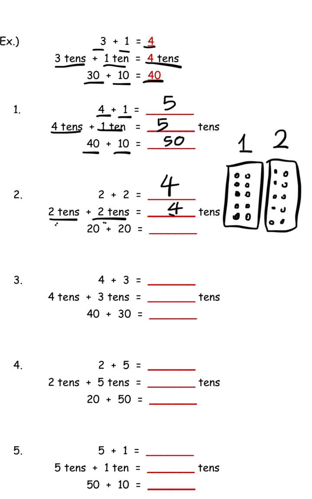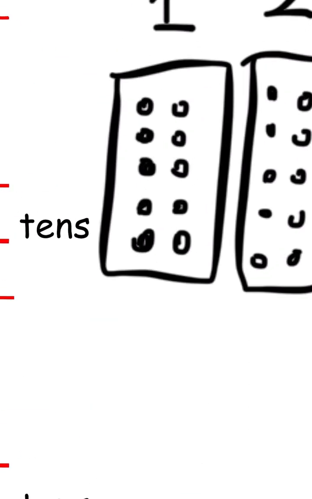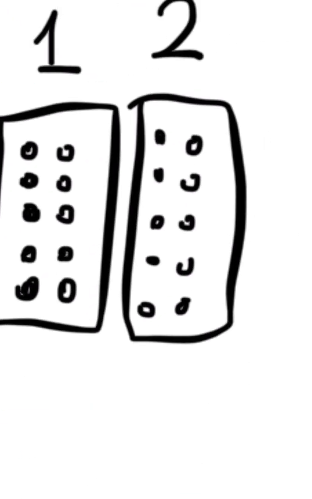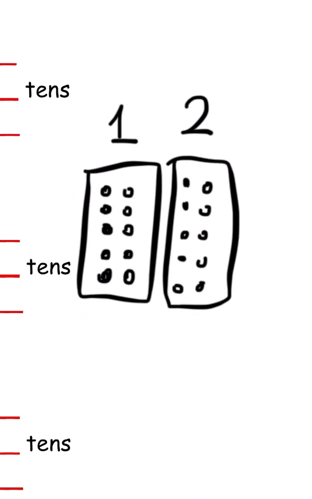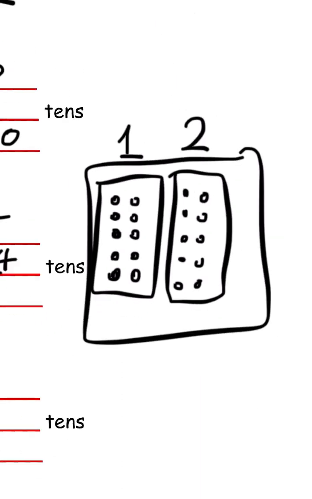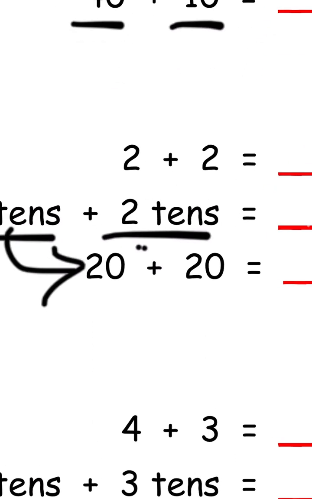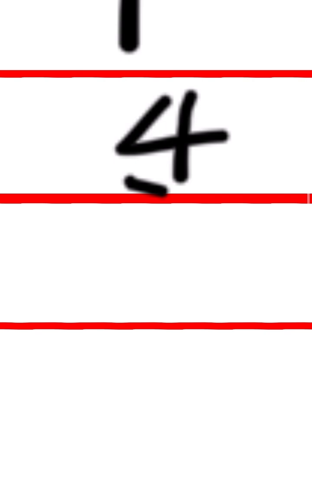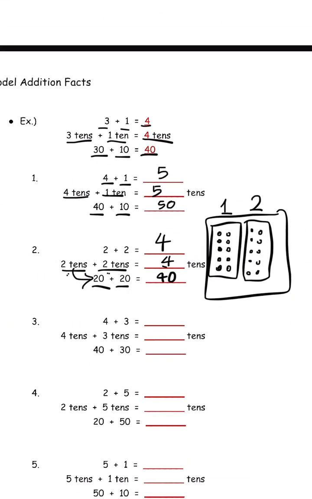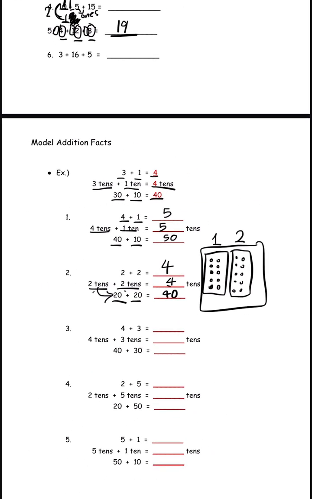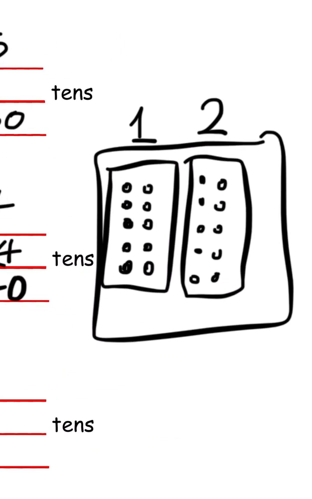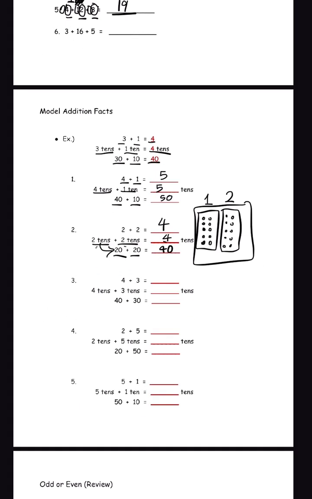And then how many do we have here? 10. And how many do we have here? 10, right? And when we combine this, we have 20. So 2 tens is the same thing as 20. So 20 plus 20 is going to be what? 40. Yeah. So when we double 20, it's 40.